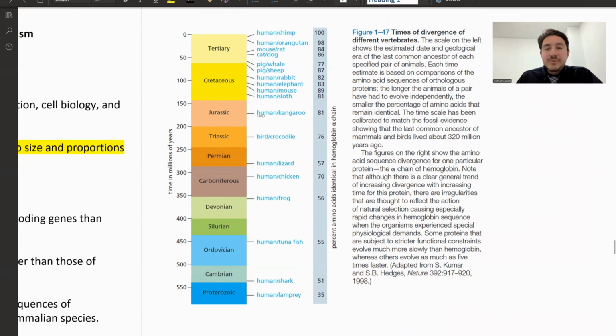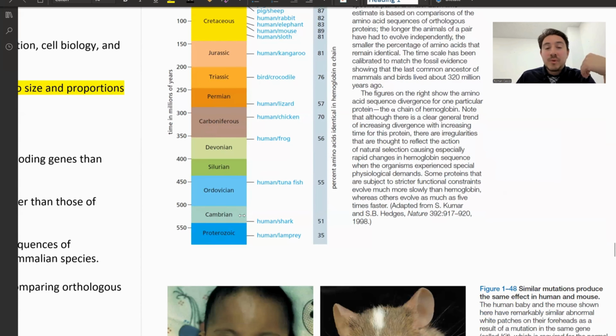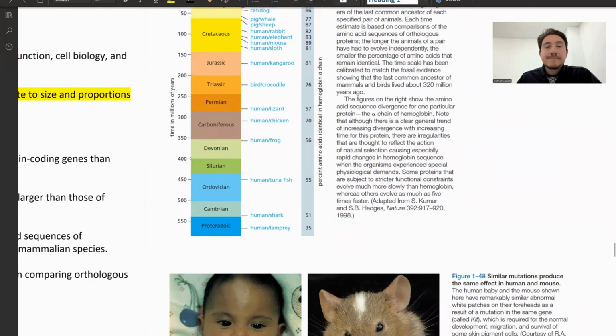So let's go to one that's not so close. Bird and crocodiles, 76% identical in terms of hemoglobin. If you see, as we go back in time more, humans and sharks, our percent comparison to these fish, 51% amino acids are identical. Okay, so you see over time, as we go back in time, we tend to have less similarity.